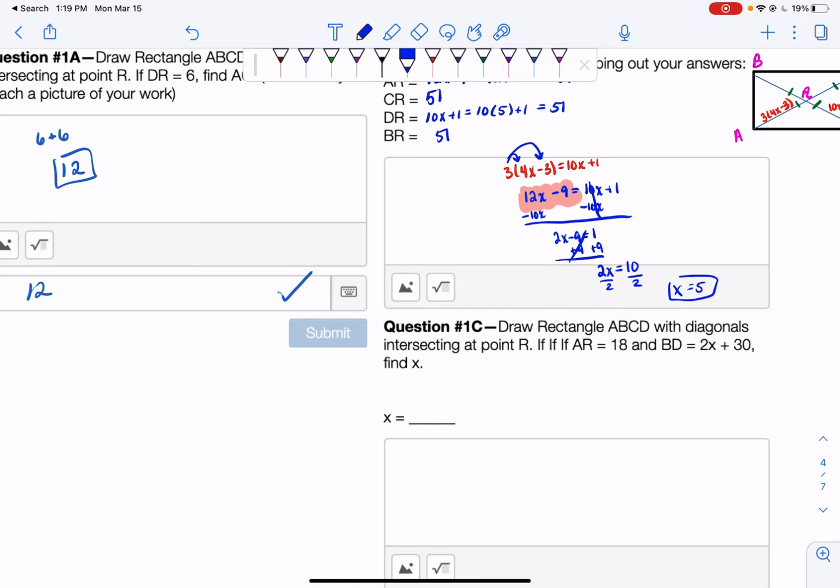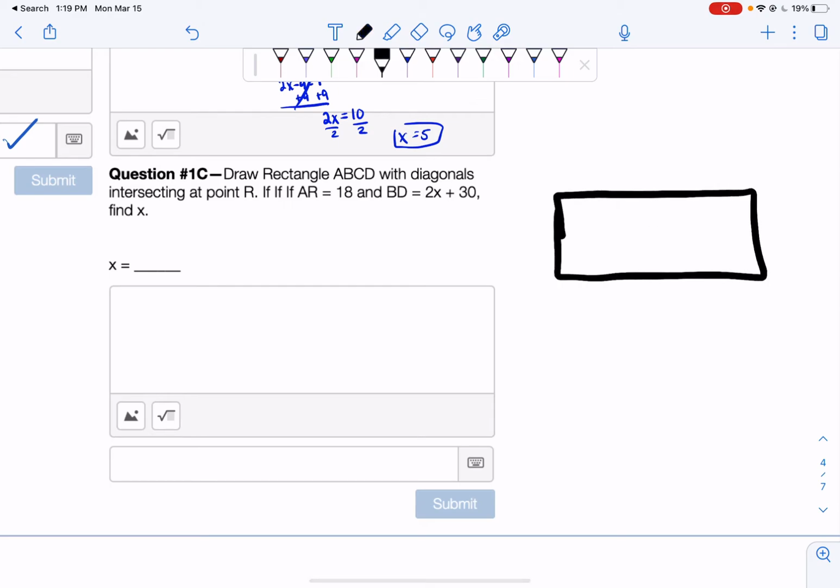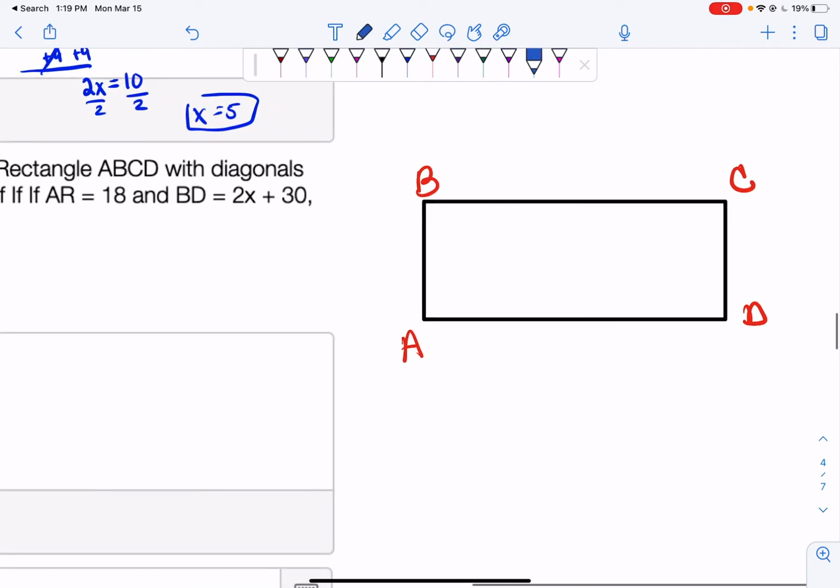Now, question number 1C. Draw a rectangle ABCD with diagonals intersecting at point R. If AR is 18 and BD is 2x plus 30, find x. So the first thing we're going to do is we're going to just draw our visual again. So I draw a rectangle ABCD with diagonals intersecting at R. Draw that visual.